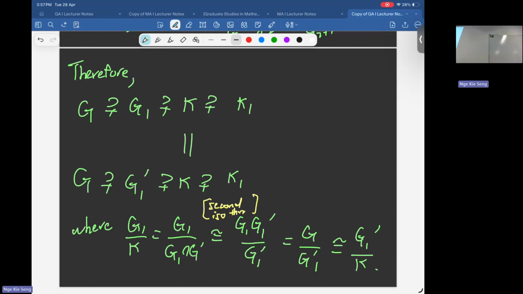So what we did was, if we have two composition series that differ at the second spot here, what we prove here is that the rest should be the same. Common. Does this make sense? Any question so far? No question. Does this make sense?